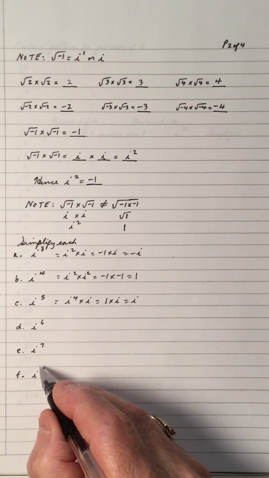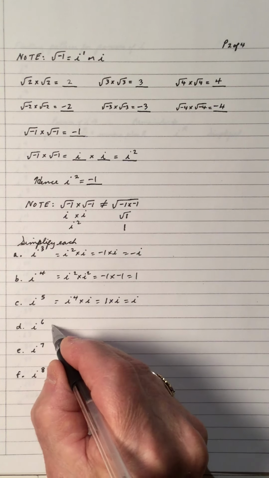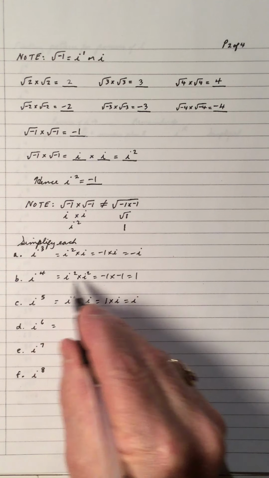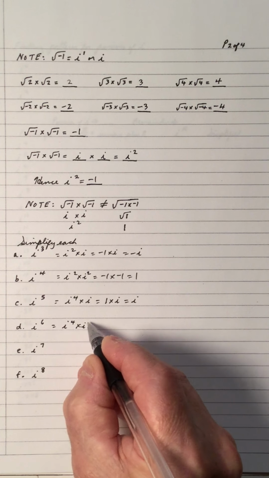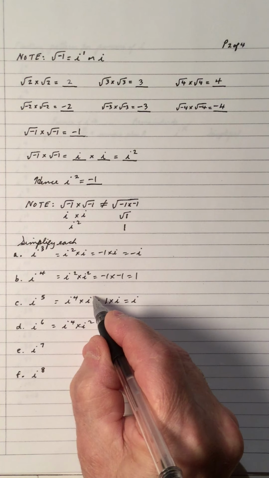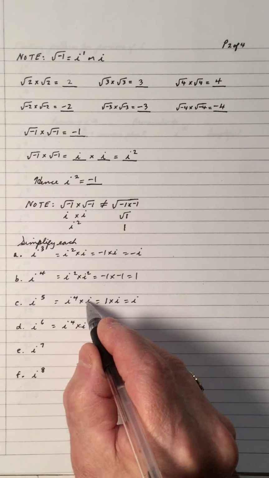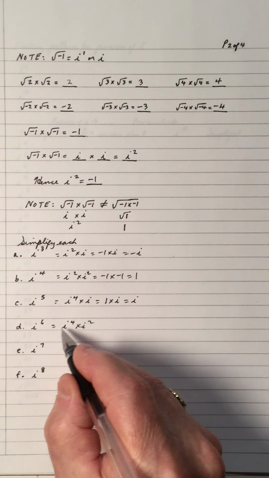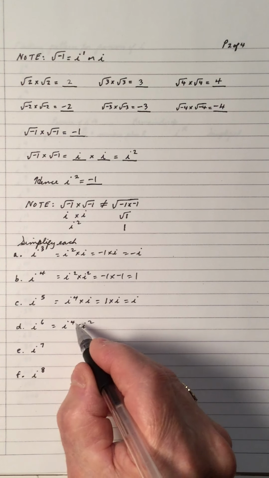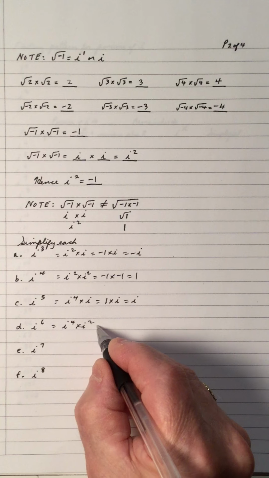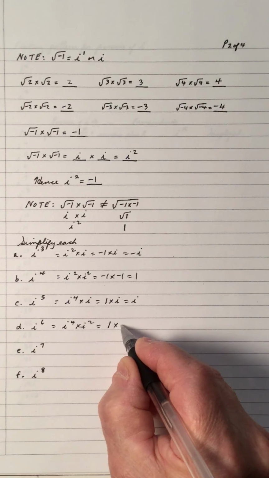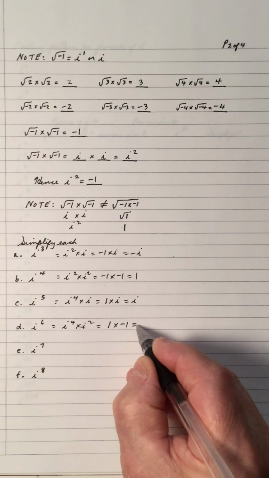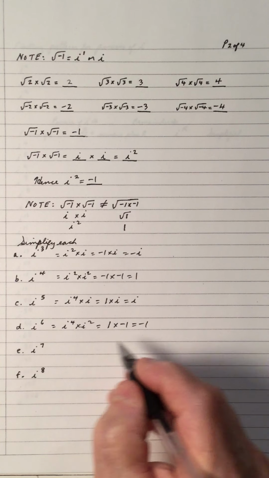I'm writing all of these right now in terms of the power of 4. But i to the fourth is 1. So i to the 6 is i to the fourth times i squared. When you multiply these, you add your exponents, so 6 is made up of 4 plus 2. i to the fourth is 1, and i squared is -1. So we get -1.